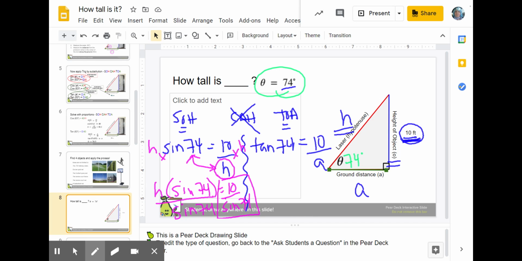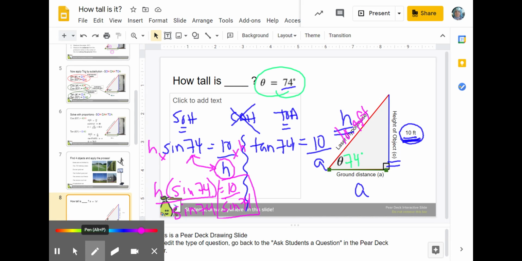What does 10.4 mean? What was I finding? The hypotenuse. So this hypotenuse is 10.4 feet. And that makes sense because the hypotenuse should be longer than the opposite side, right?